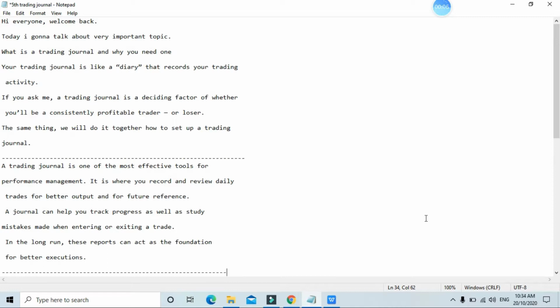What is a trading journal and why you need one? Your trading journal is like a diary that records your trading activity. If you ask me, a trading journal is a deciding factor for whether you become a consistently profitable trader or a loser. We need to do it together and set up your trading journal.